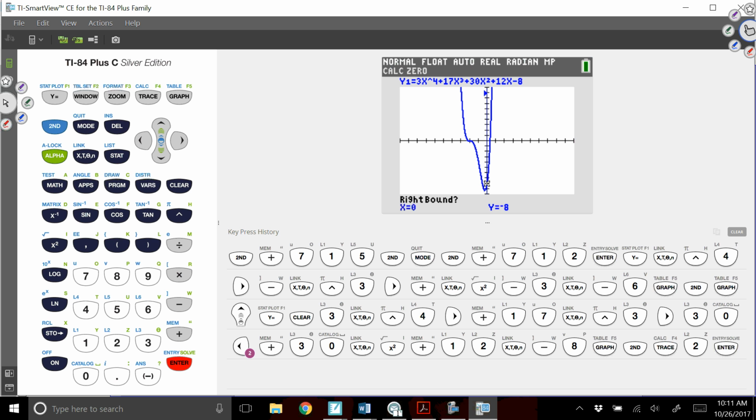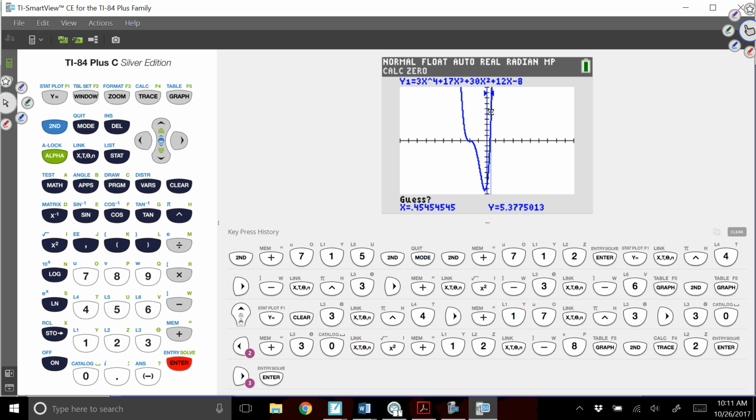Okay, so right bound. So where is to the right of that point? It is above it. So you're always going to move the cursor either below or above the x-axis. You're kind of narrowing it down, telling it, hey, look in between here. So I'm going to hit the right arrow until it jumps onto the right side of it, or above it. Hit enter, and you will see the stupidest feature of your calculator.